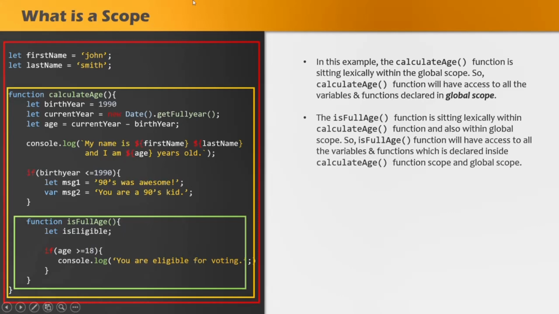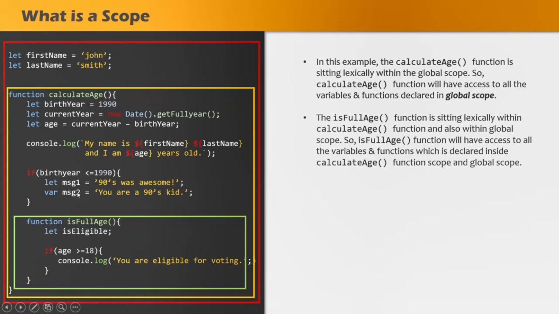In this example, it will have access to birth year variable, current year variable, age variable, as well as this message to variable. Because this message to variable is created using var keyword, it will have the scope of this calculate age function, because it is being declared inside this calculate age function. Even though it is present inside a code block, since it is created using var keyword, it will have function scope. It will have the scope of the function inside which it is declared. And in this example, this message to variable is declared inside this calculate age function. So it will have the scope of this calculate age function.